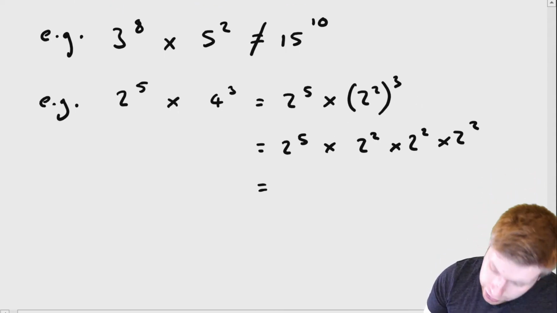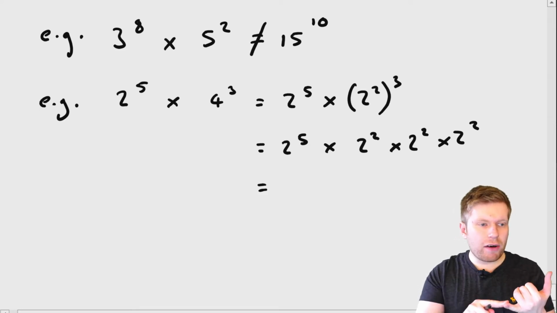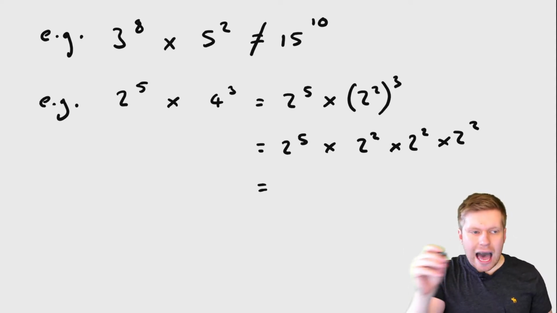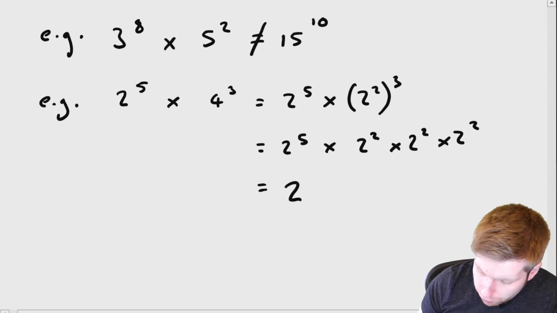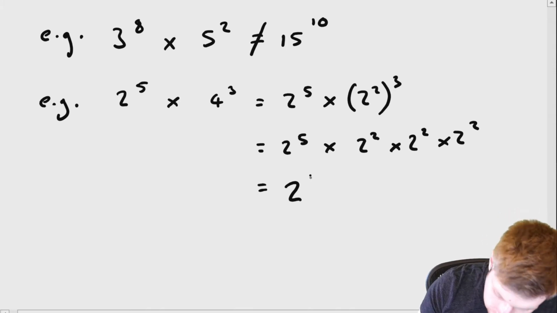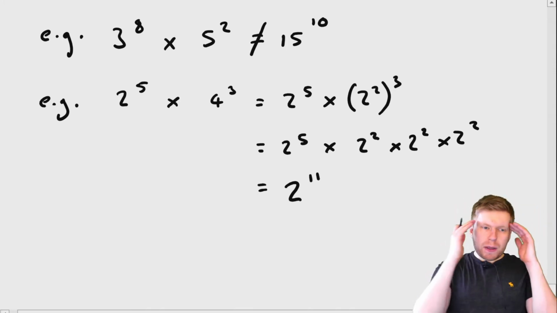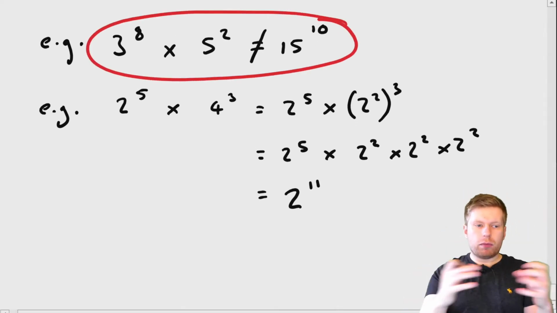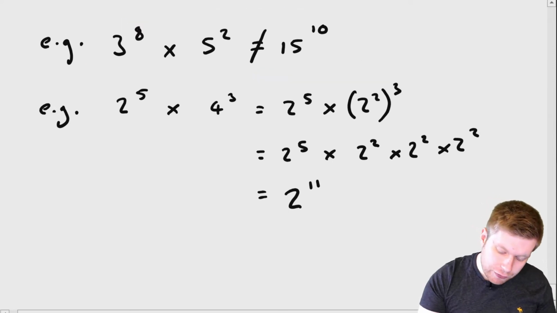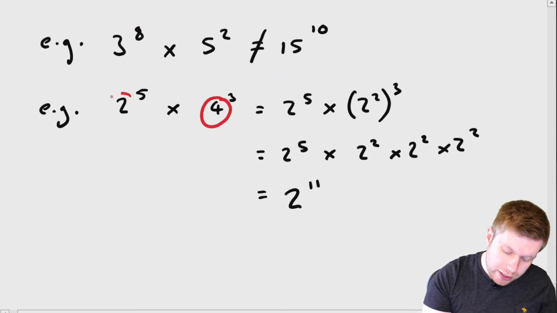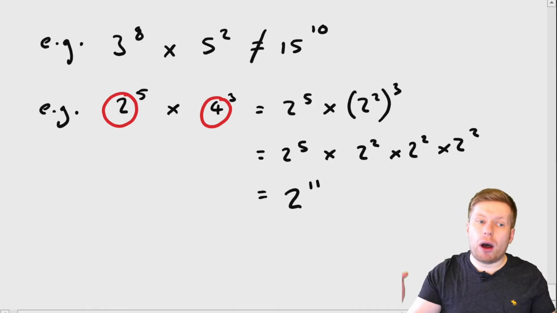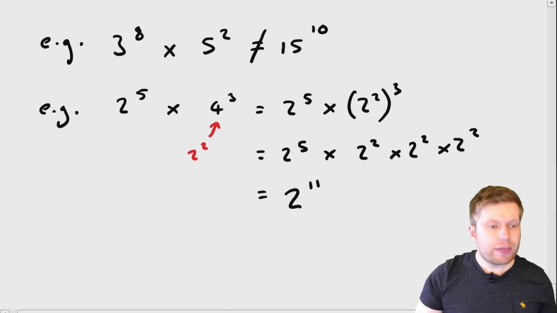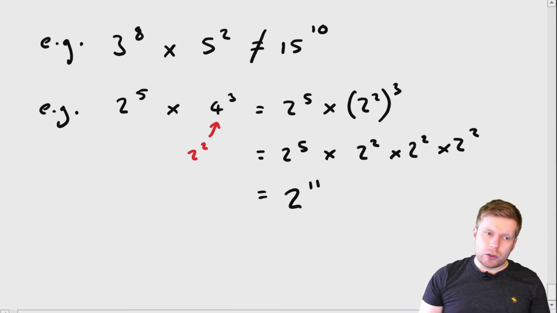So in total, I should just add all these powers together. So 2 to the power of 5 times 2 to the power of 2 times 2 to the power of 2 times 2 to the power of 2, right? Just need to add all the powers together, and it's going to give me 2 to the power of 5 plus 2 plus 2 plus 2. That's going to give me 2 to the power of 11. So just be aware, in general, if you have different bases, you can't use this shortcut, except if you notice that the base can be written as one of the other bases raised to a power. In this case, because I realised that 4 was just 2 to the power of 2, then I had the same base being multiplied together, so I could use this shortcut.